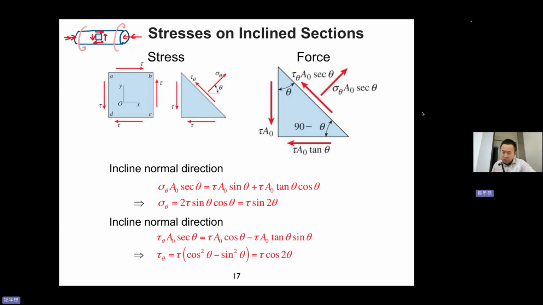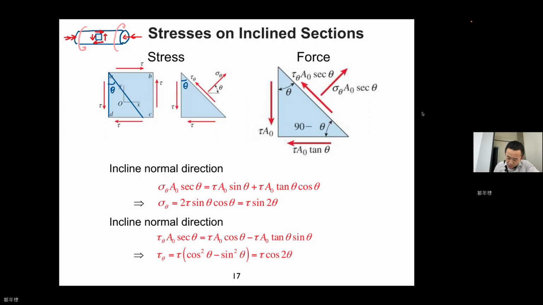Okay, so now we have shear stress, and we want to find the stress on an inclined section. Of course, previously we had x and y. Now we're going to have an incline, theta. So if you have the theta here, which means that your x1 will have the theta angle between x1 and x.